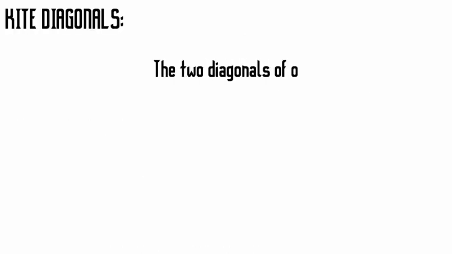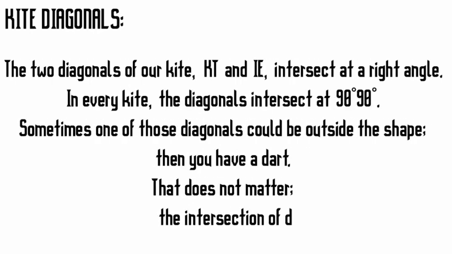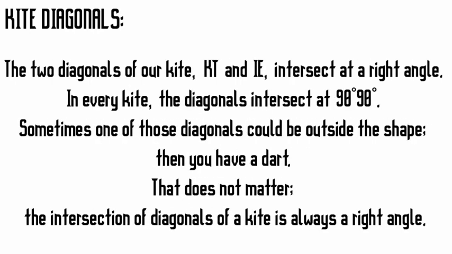Kite diagonals. The two diagonals of our kite, KT and IE, intersect at a right angle. In every kite, the diagonals intersect at 90 degrees. Sometimes one of those diagonals could be outside the shape. Then you have a dart. That does not matter. The intersection of the diagonals of a kite is always a right angle.